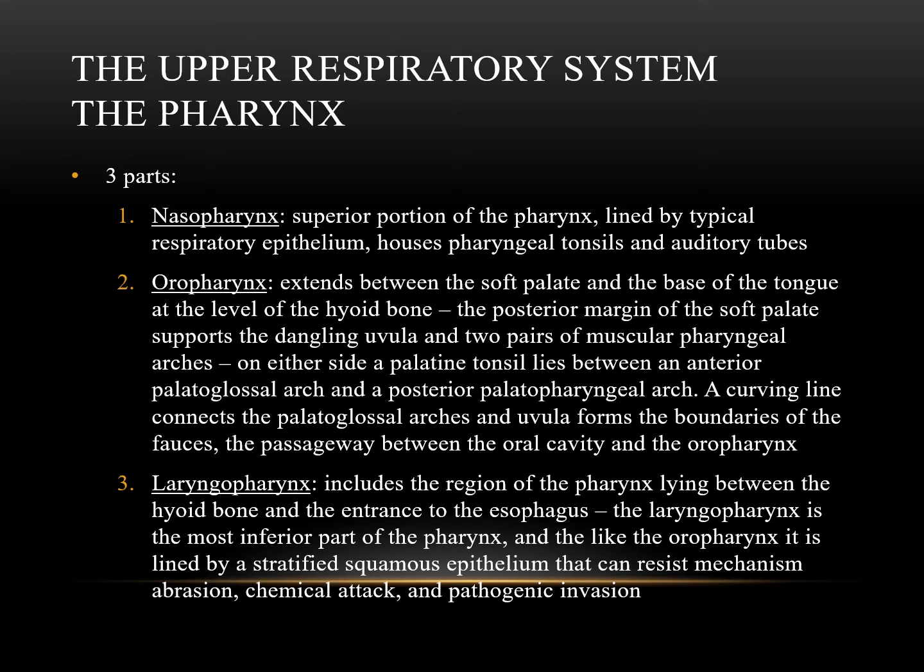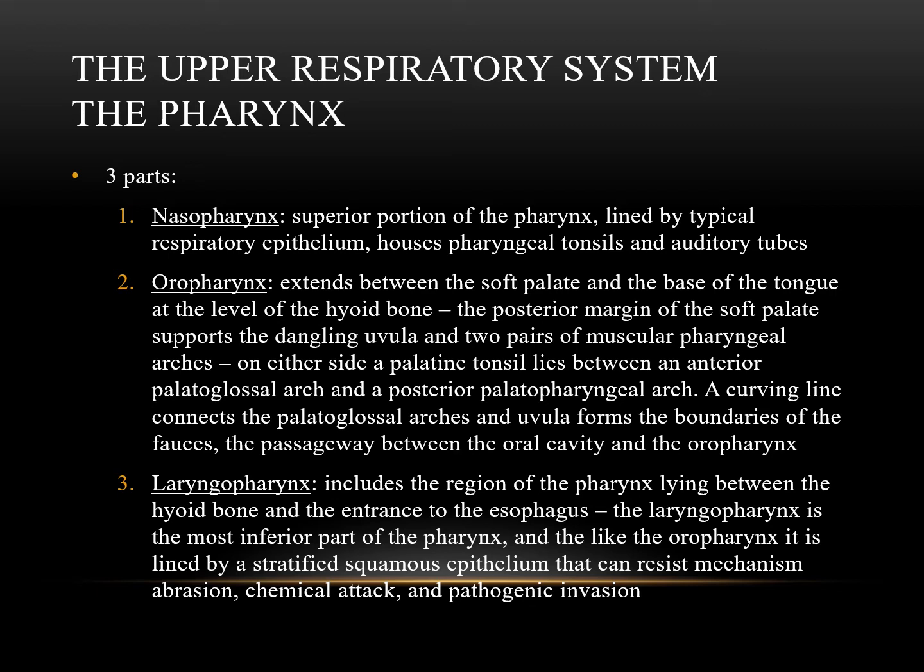The oropharynx extends between the soft palate and the base of the tongue at the level of the hyoid bone. The posterior margin of the soft palate supports the dangling uvula and 2 pairs of muscular pharyngeal arches. On either side, a palatine tonsil lies between an anterior palatoglossal arch and a posterior palatopharyngeal arch. A curved line connecting the palatoglossal arches and uvula forms the boundaries of the fauces, the passageway between the oral cavity and the oropharynx.